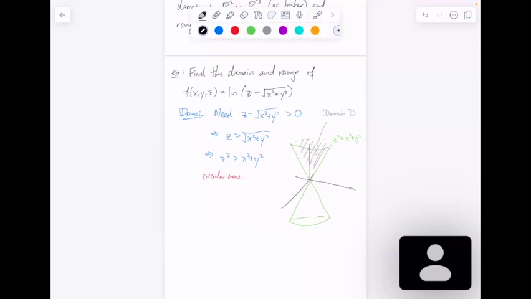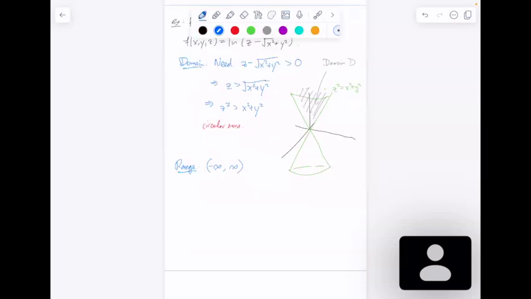The range of this, what is the range? The range is the values that f is allowed to take. So if f is the natural log of z minus x squared plus y squared, natural log of anything, what might the range be? It's minus infinity to infinity, because that's the range of natural log. Furthermore, this region here is the usual domain of natural log: your inputs can range anywhere so long as this is positive, from 0 to infinity. Natural log from 0 to infinity does span the entire range, minus infinity to infinity. So this is the range.